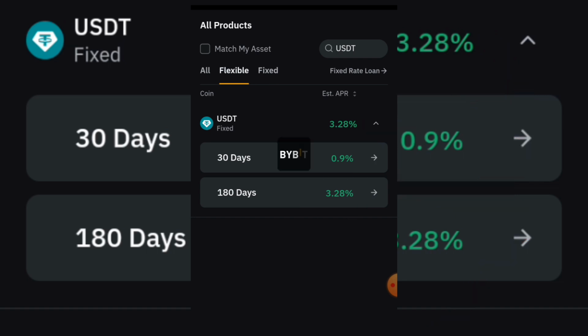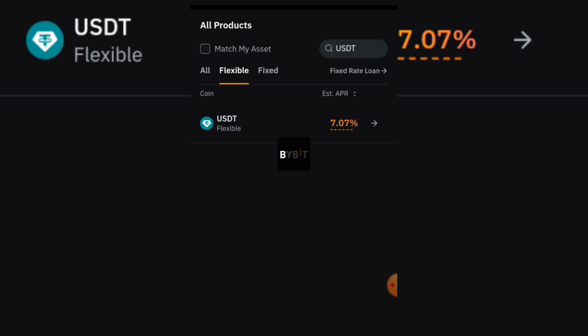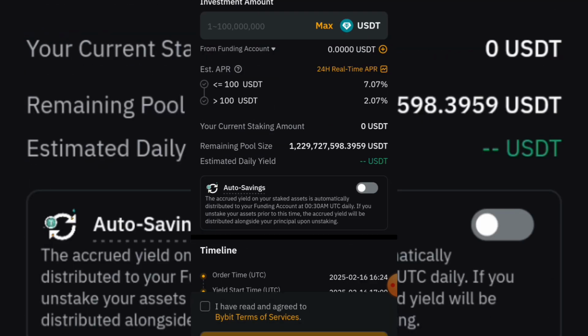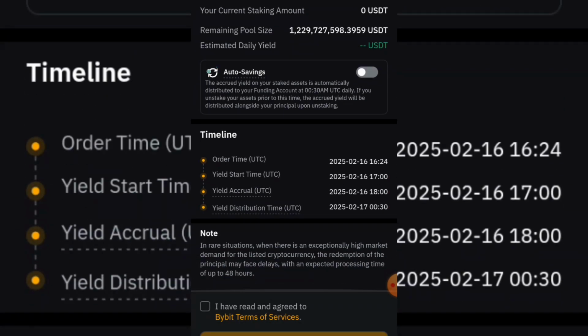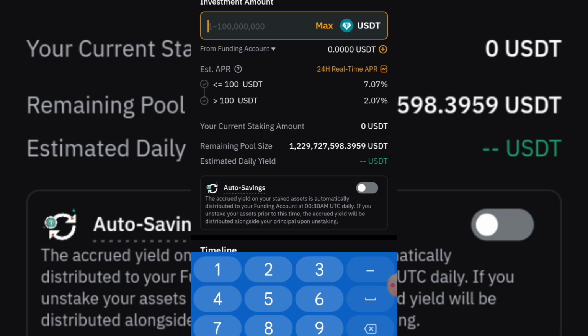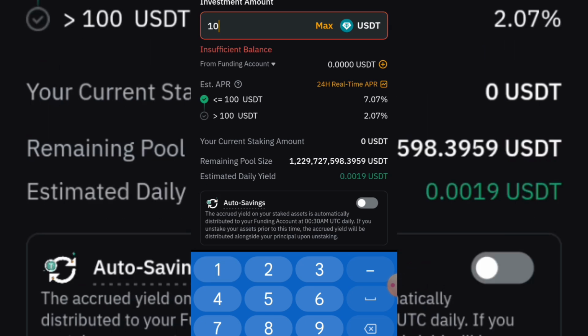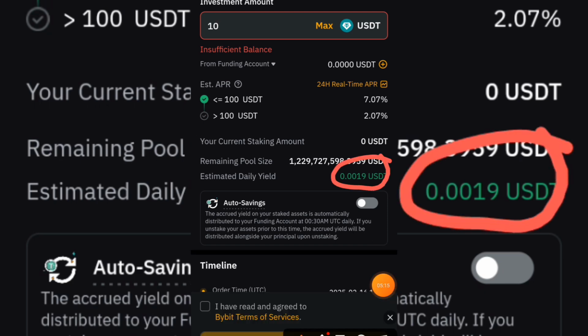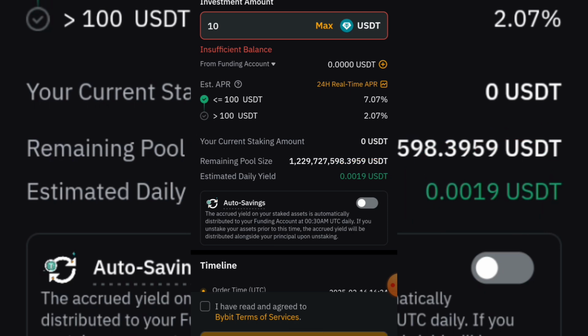So when I choose flexible, it means the money that I make, I will be able to withdraw daily. So whether you invest $5, $10, you make money. Let's say I want to invest $10. This is how much I will be making every day. As you can see in the green, that's how much you'll be making every day when you invest $10 on this platform. That's Bybit.